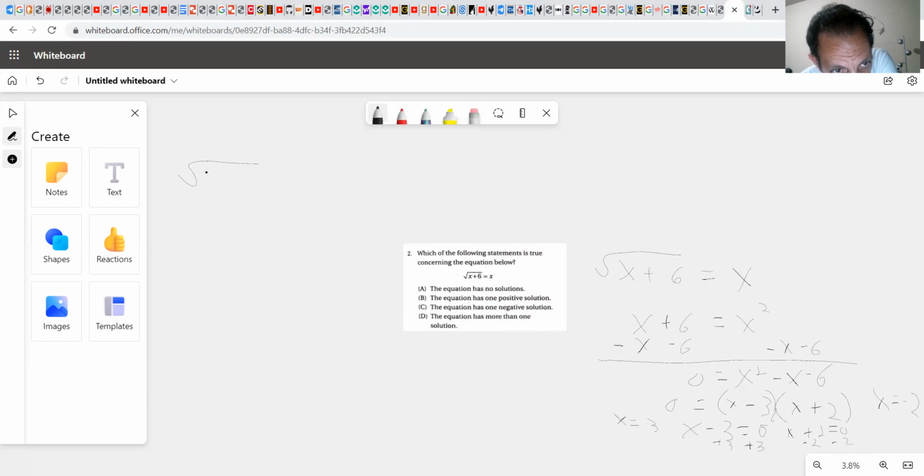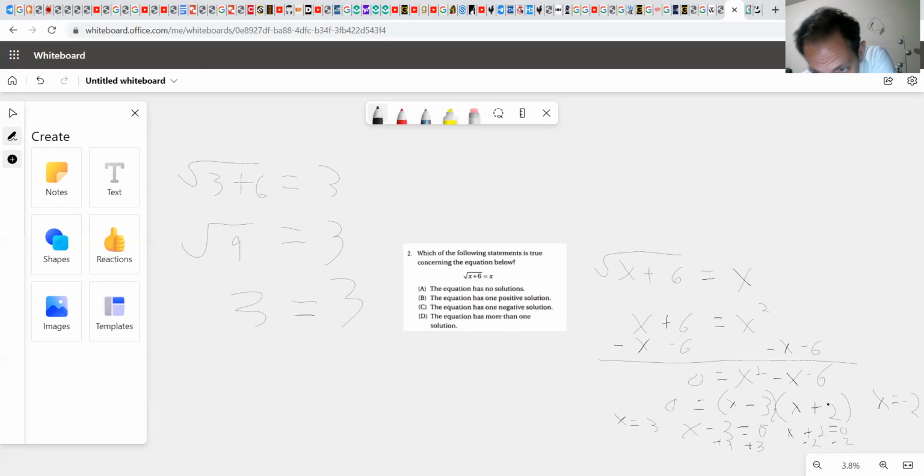So the square root of, using x equals 3, it will be 3 plus 6 equals 3. So the square root of 3 plus 6 is 9. The square root of 9 equals 3. The square root of 9 is 3. 3 equals 3. So okay, we have one solution.